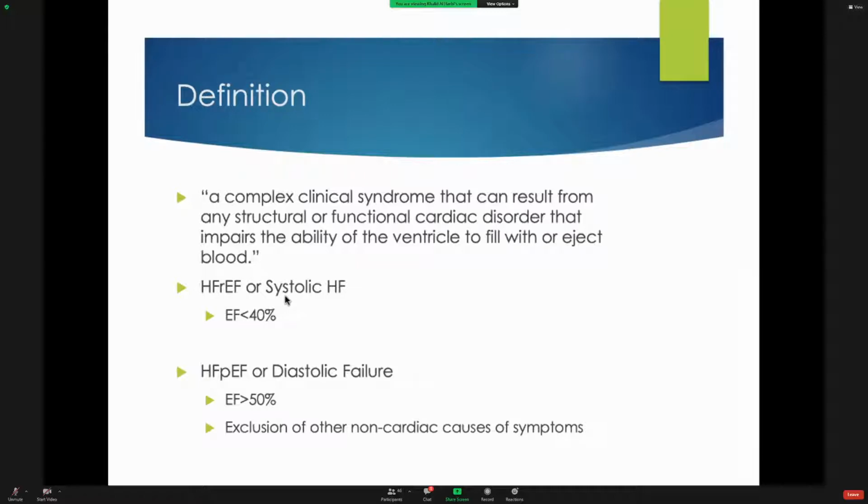Before, we called heart failure either systolic or diastolic, but now we have changed the name to heart failure with reduced ejection fraction or heart failure with preserved ejection fraction. When the ejection fraction is less than 40, we call it heart failure with reduced ejection fraction. When it's more than 50, we call it preserved. When it's in between, we call it heart failure with moderate reduction of ejection fraction.